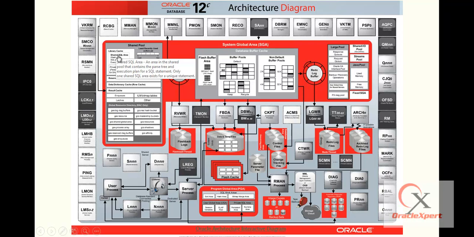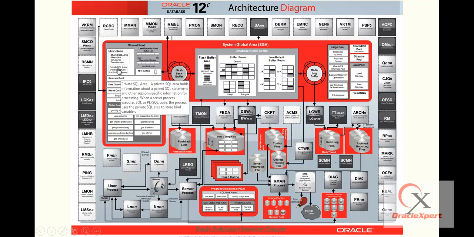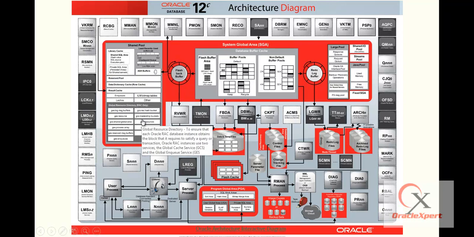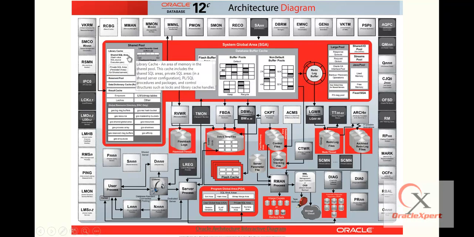Now let's move on to the memory structures. The first one I'm talking about is the System or Shared Global Area, SGA. The SGA is a group of shared memory structures that contain data and control information for one database instance at a time.